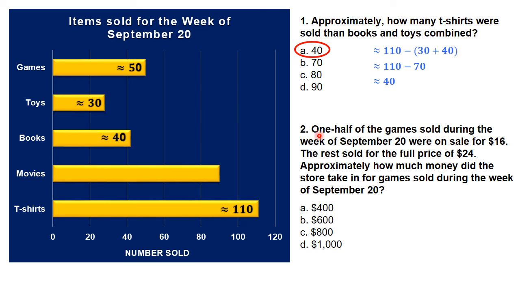Now, we're going to half the 50. So 25 and 25. 25 belongs to $16, while the rest of the 25 is for the full price of $24. 25 times $16 gives us $400, while 25 times 24 gives us $600. So 400 plus $600 gives us $1,000. So our answer is letter D.